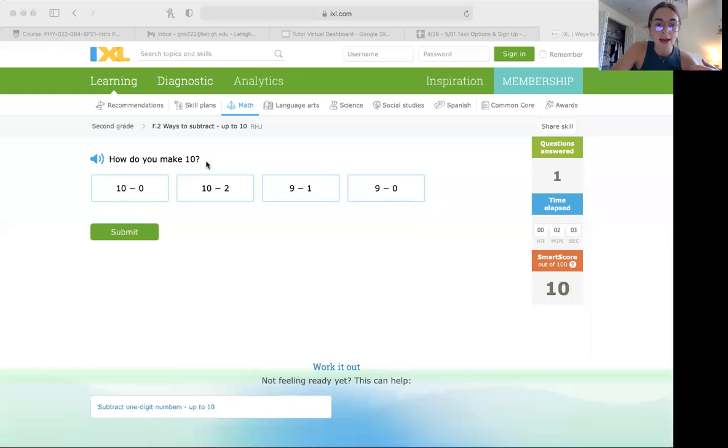How do you make 10? Let's start from the beginning again. 10 minus 0, you have 10. You take away nothing, you still have 10. 10 minus 2, you have 10. If you need to use your fingers, you can. You have 10, you take away 2, and now you have 8. You have 9, you take away 1, you have 8. You have 9, you take away nothing, 0, you still have 9. So then, the only solution here that makes 10 is this first one.